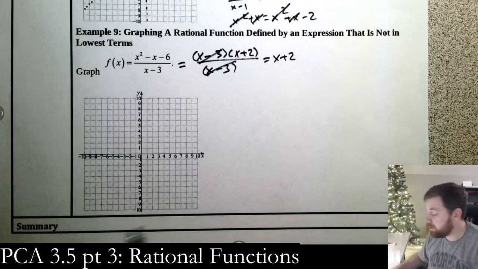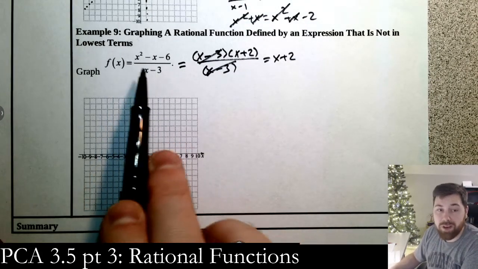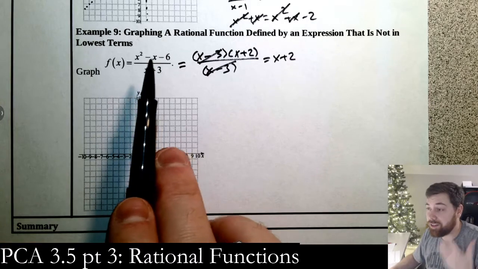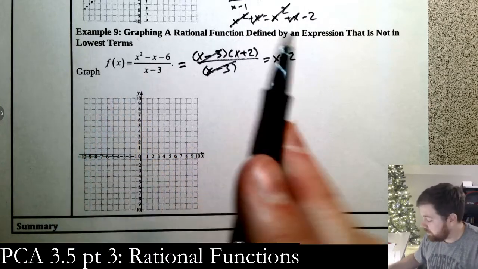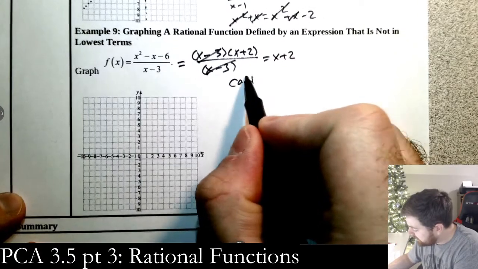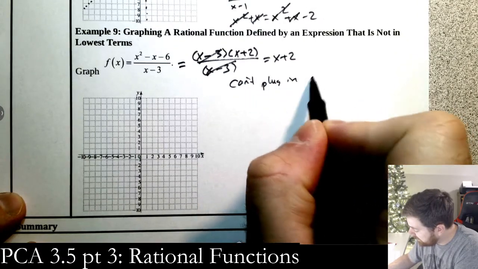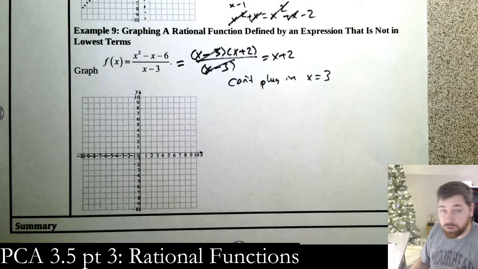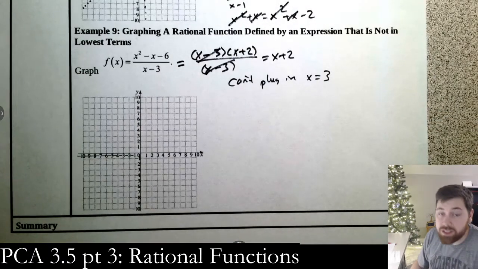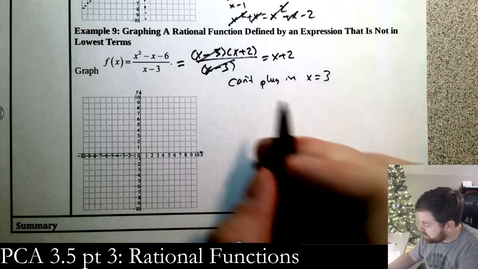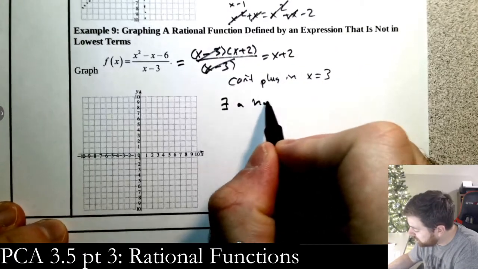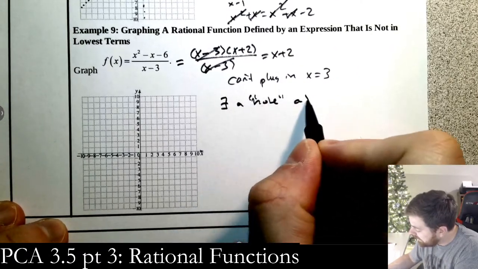In our original function, this is still like a remembered thing. This is still something that exists. And in this function, you cannot plug in x equals 3, because if you do, the bottom is 0, and that's no good. So what that means is that there's a hole, okay? So that means that there exists a hole, quote unquote, at x equals 3.